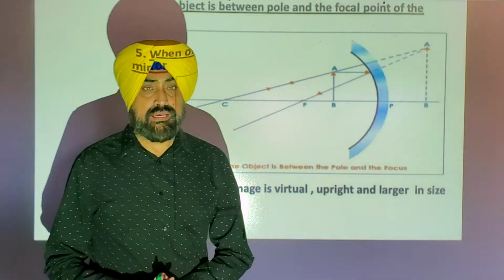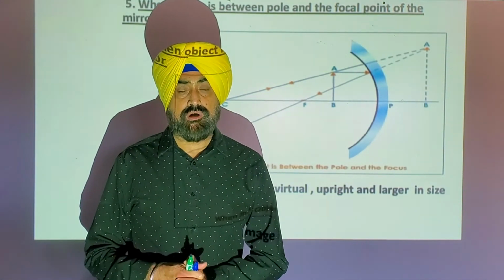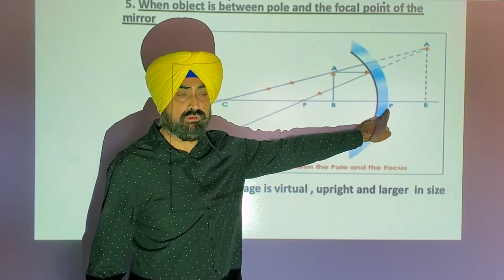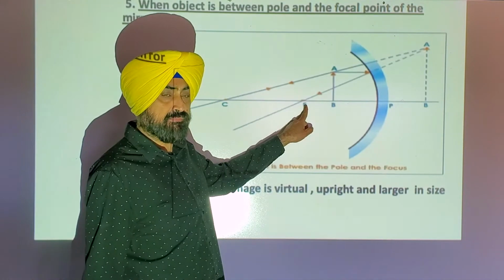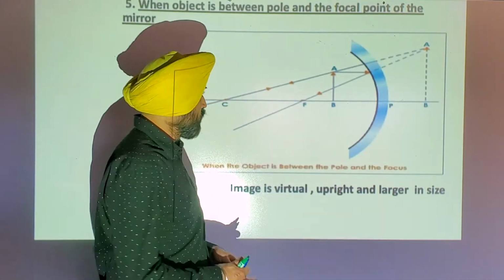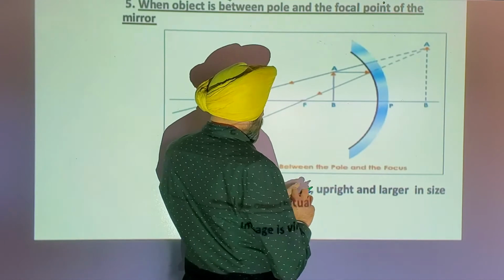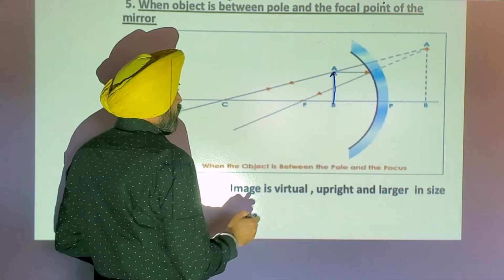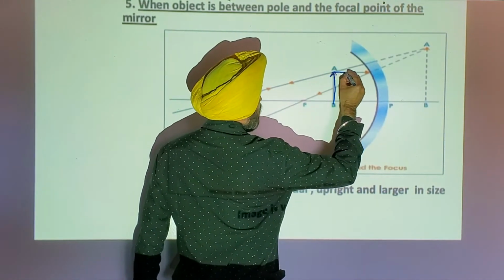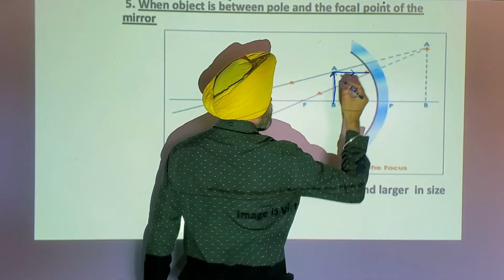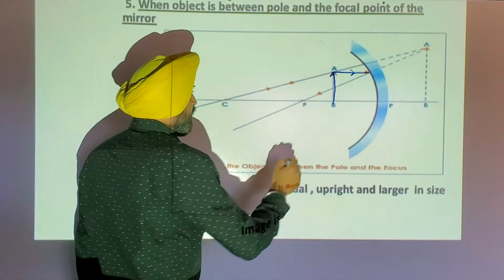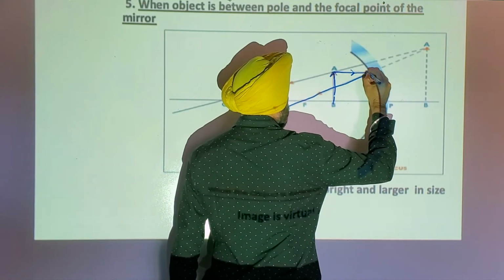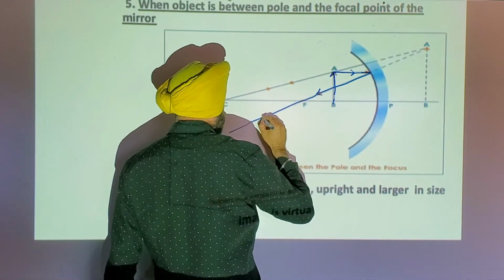Let's see the last case, where the object is placed between the focal point and the pole, or you can say in between the focal point and the mirror. So this is the object placed here. AB is the object. So one ray, see, this ray is parallel to the principal axis and after it strikes, it will reflect. This is the reflected ray.